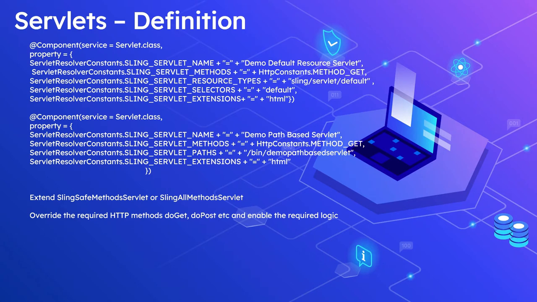Next, extend SlingSafeMethodsServlet or SlingAllMethodsServlet based on your requirement, read-only servlet or data modification servlet. Next, override the required HTTP methods, doGet, doPost, etc., and implement the required logic. To override any out-of-the-box servlet, define a custom servlet with the same properties as the out-of-the-box servlet and define a higher ranking for the custom servlet, so that the custom servlet will be executed instead of the out-of-the-box servlet. Also, you can define a resource type based servlet for specific node types, for example cq:Page. In this case, the servlet will be executed for all the page requests.